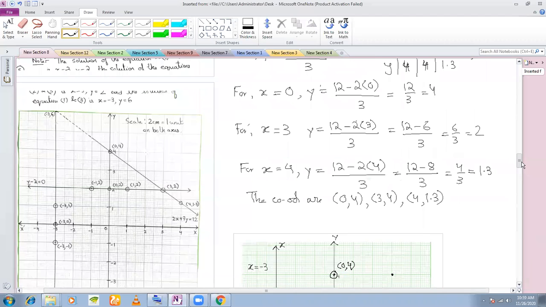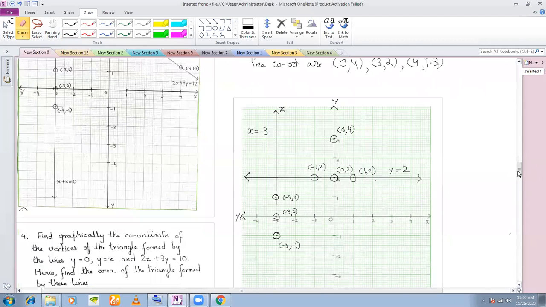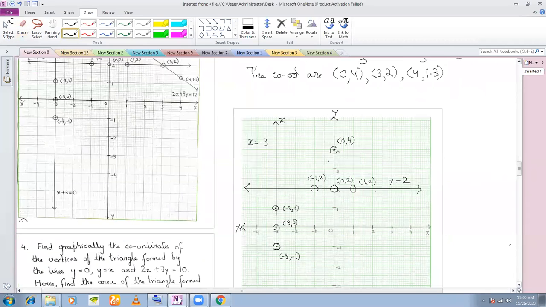Actually, 3, 2 is the point, not 3, 4. Yes, we have got y is equal to 2. Because for x is equal to 3, we have got y is equal to 2. So 3, 2 is this point here.